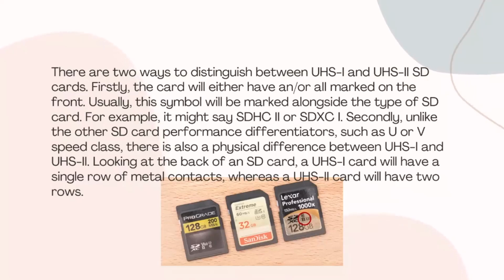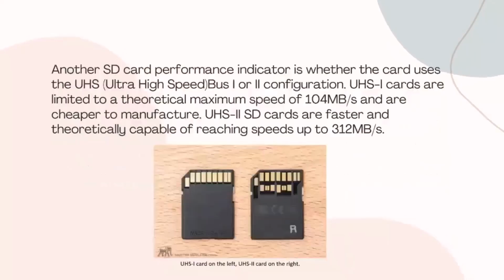Secondly, unlike the other SD card performance differentiators, such as U or V speed class, there is also a physical difference between the UHS-1 and UHS-2. Looking at the back of the SD card, a UHS-1 card will have a single row of metal contacts, whereas a UHS-2 card will have 2 rows. Let's go back one slide to see that, so you can visualize that.